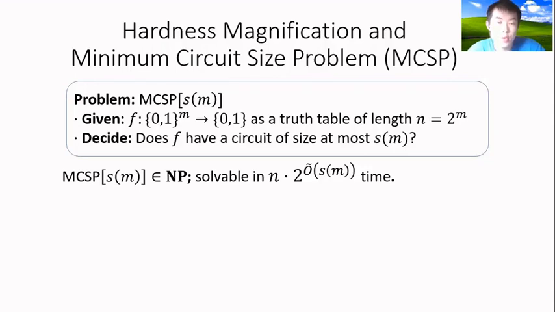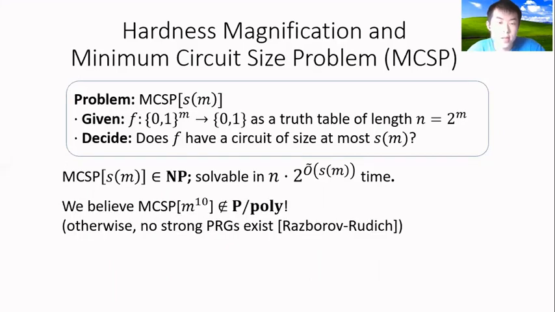A witness is just a small circuit that computes the function correctly. And we can easily solve the MCSP problem in n times 2^O(s(m)) time by an exhaustive search over all the possible circuits. However, we don't know how to improve this trivial algorithm. In fact, under cryptographic assumptions, MCSP with circuit size m^10 is not in P/poly, because otherwise we could use it to break strong PRGs. So we believe that MCSP is a hard problem.